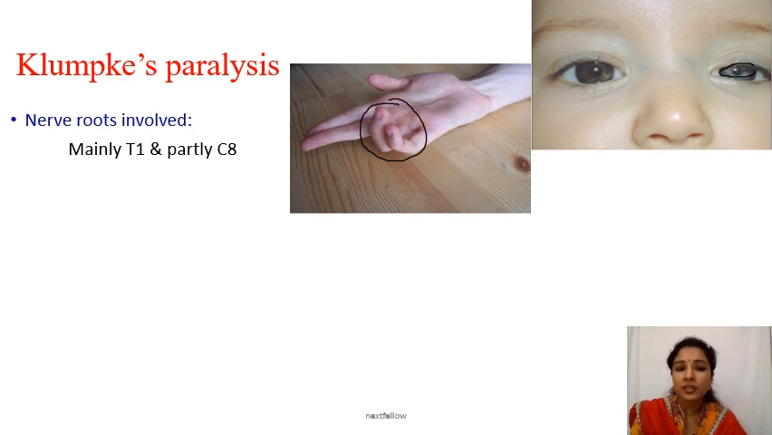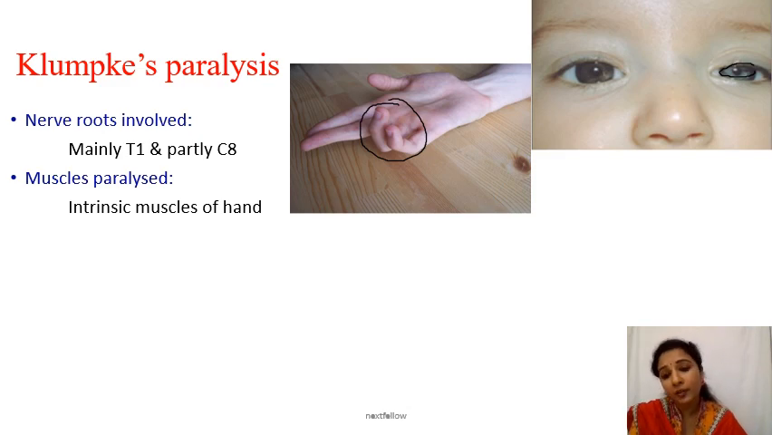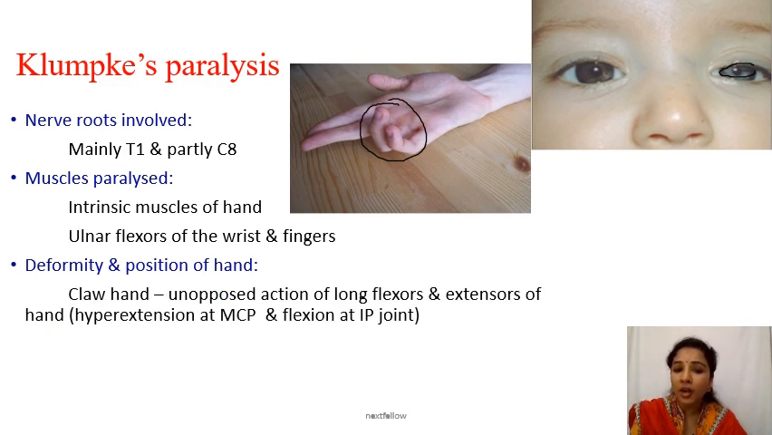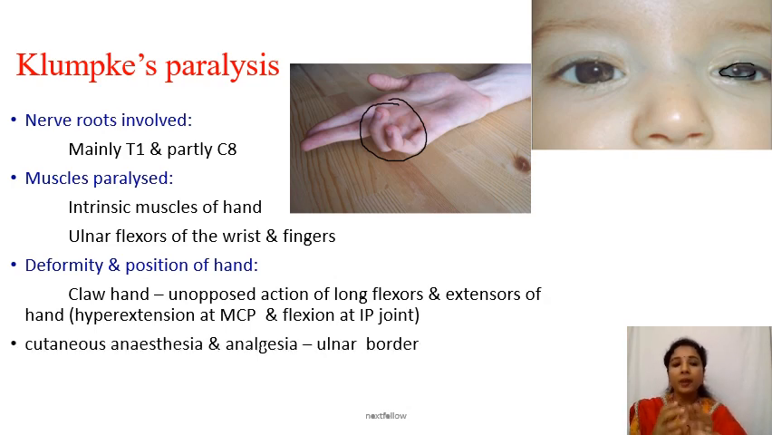The nerve roots are C8 T1. The muscles paralyzed are the intrinsic muscles of the hand, because the ulnar nerve mainly supplies the intrinsic muscles of the hand. Ulnar flexors of the wrist and fingers are paralyzed. The deformity is claw hand, due to unopposed action of long flexors and extensors. So there will be hyperextension of the metacarpophalangeal joint and flexion of the interphalangeal joint. This one is the claw hand. And cutaneous anesthesia and analgesia will be there on the ulnar border of the hand.